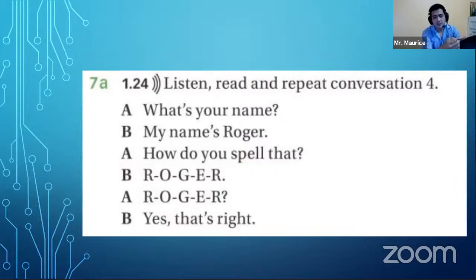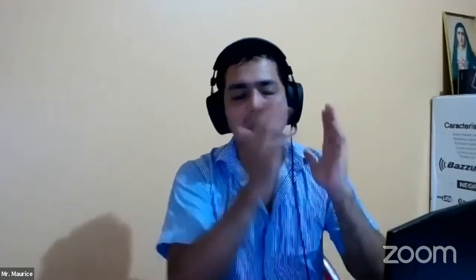You see? So basically, this is the way. How can we use the English alphabet? El alfabeto, en este caso en inglés, no solamente saberlo y listo, no. Podemos utilizarlo. How do you spell that? How do you spell this?